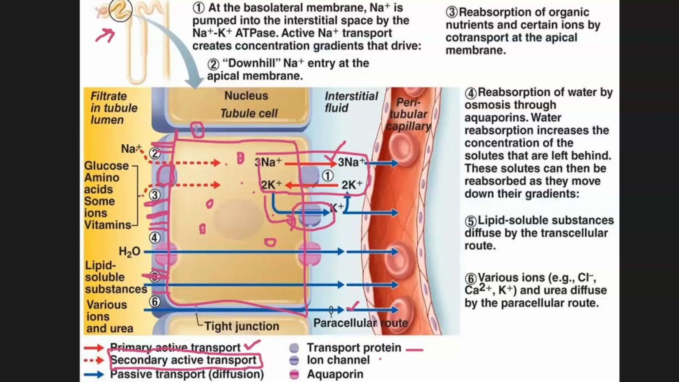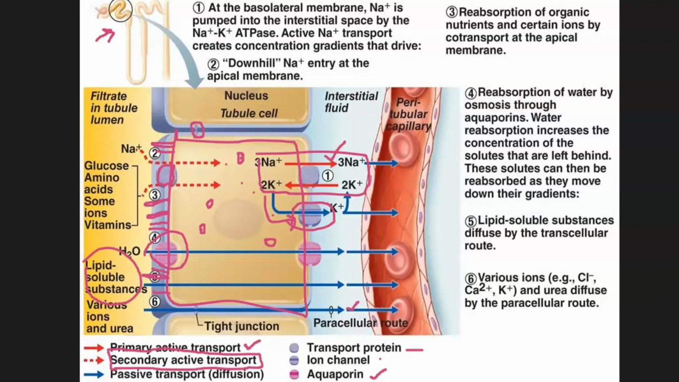And then aquaporins are there. Aquaporins for the water reabsorption. This is present in the PCT lining, epithelial cells lining, and then passive transport diffusion. Passive transport is possible for lipid soluble substances, and then primary and secondary active transport. Usually we do not name it as secondary active transport, but facilitated diffusion, because no energy is required for the process. So this is all about the reabsorption in the PCT.